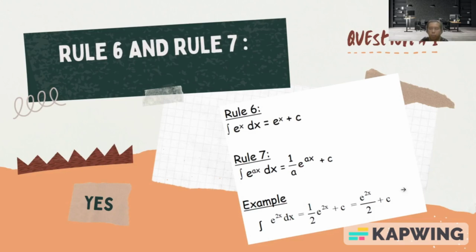For rule number 6 and rule number 7, we have e to the power of x dx. That means we want to integrate e and we become e to the power of x plus c. For rule number 7, we go straight to the example e to the power of 2x dx. That means it equals 1 over 2 e to the power of 2x plus c. And we cross multiply, we become e to the power of 2x over 2 plus c.